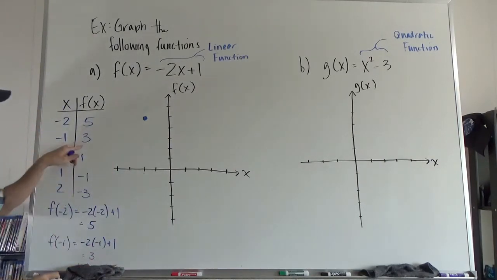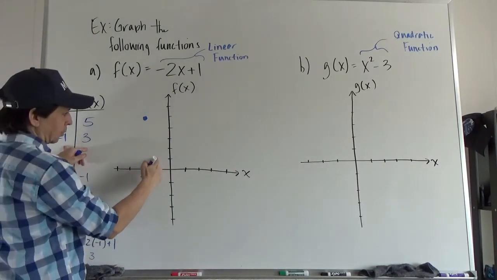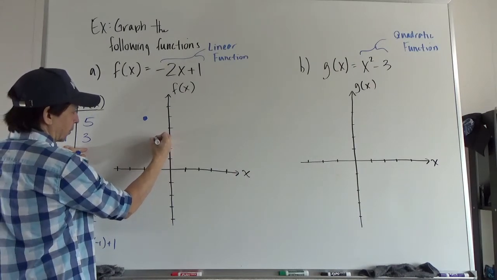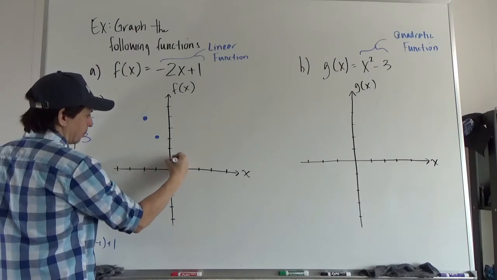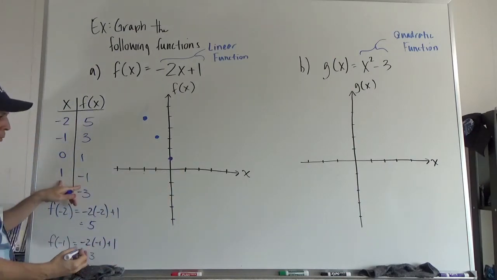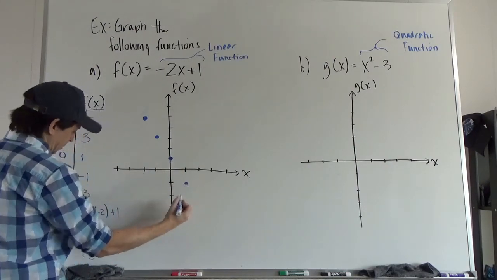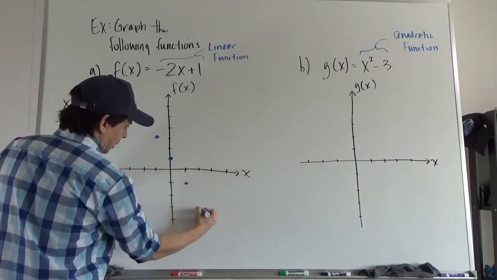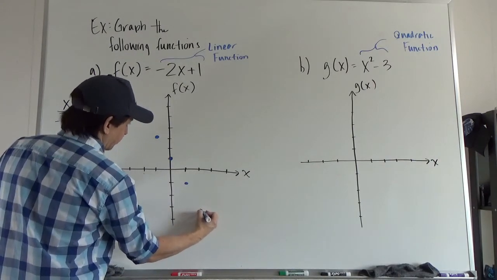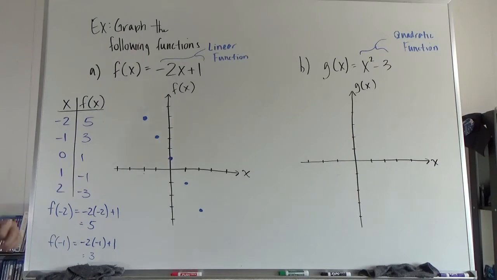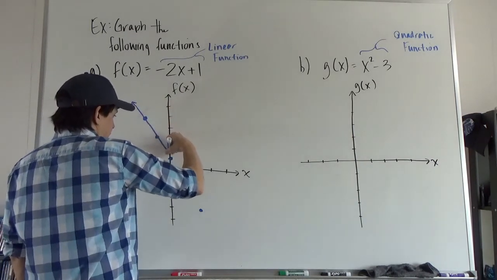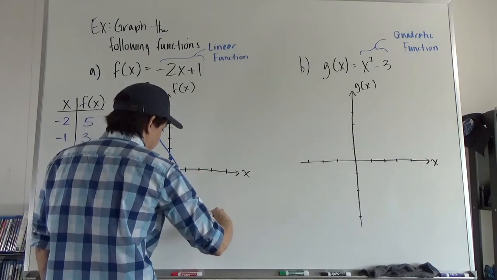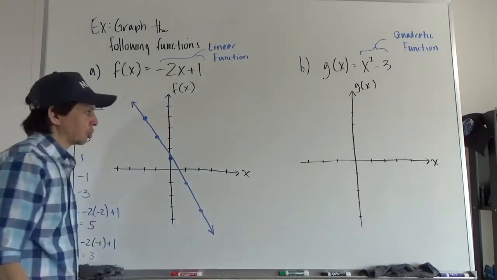Next, I'm going to plot -1, 3. -1, 1, 2, 3, right here. 0, 1. 1, -1. And 2, -3. Okay, and what it looks like is the points line up. And so this ends up being the graph of a line. That's what a linear function will look like.